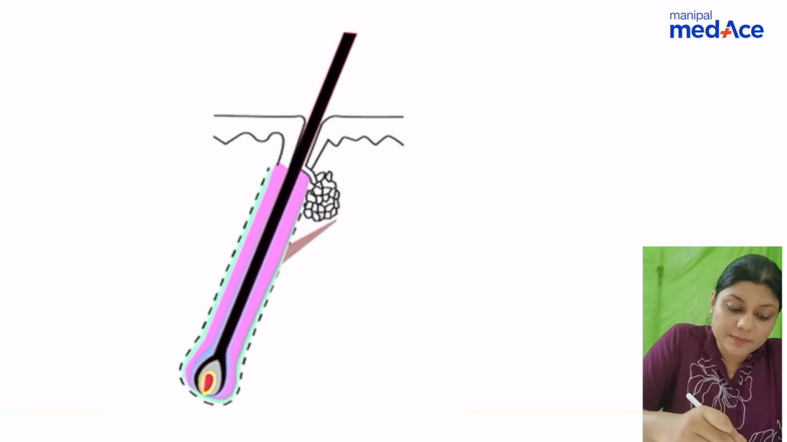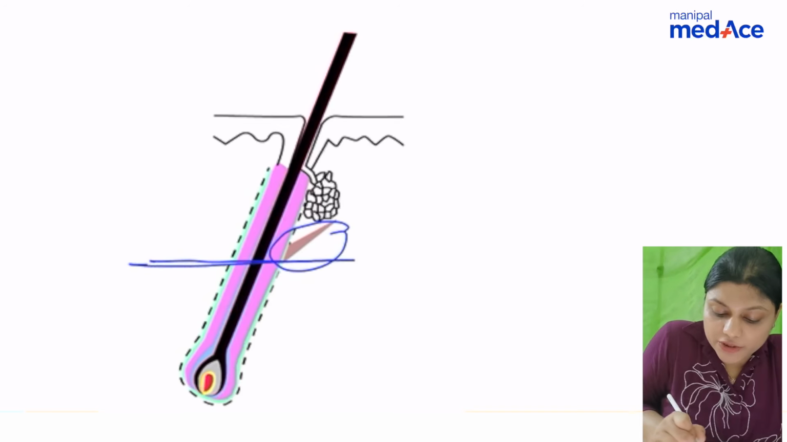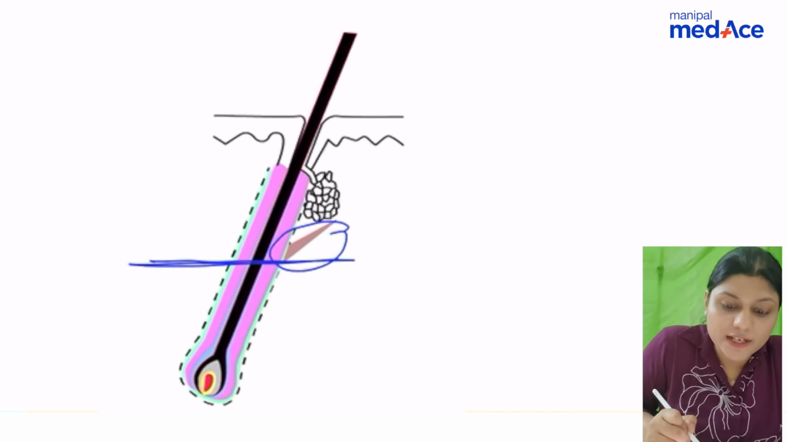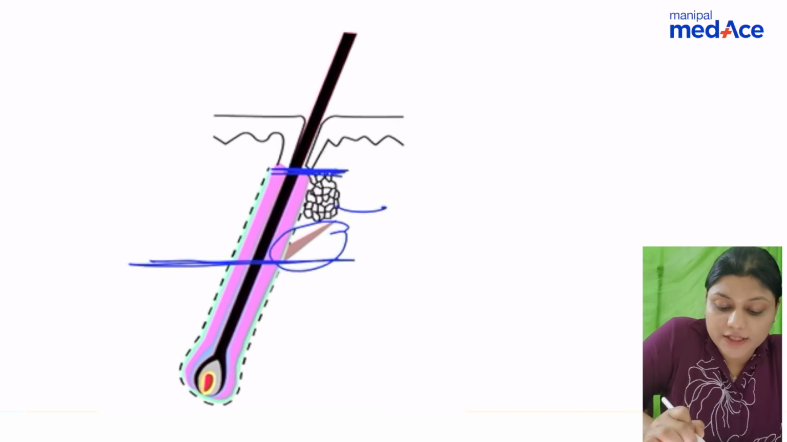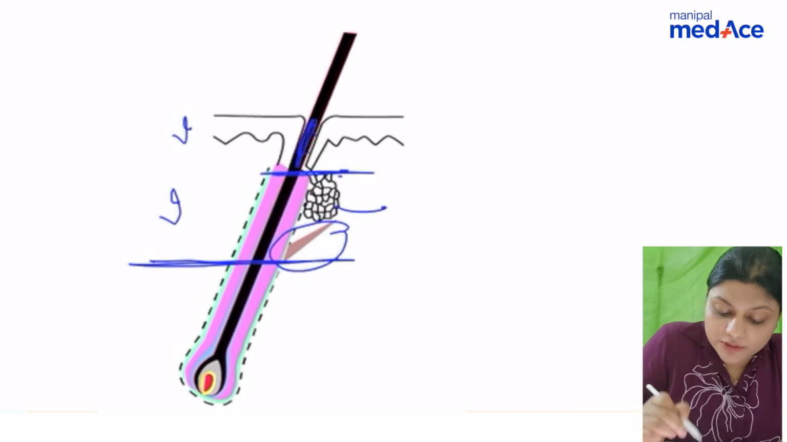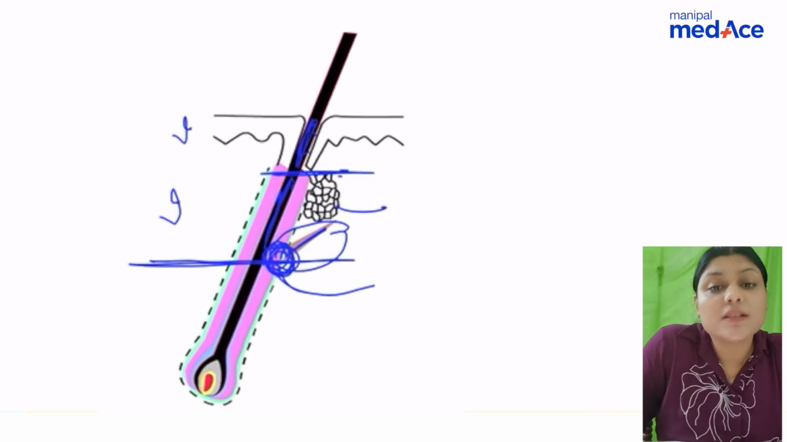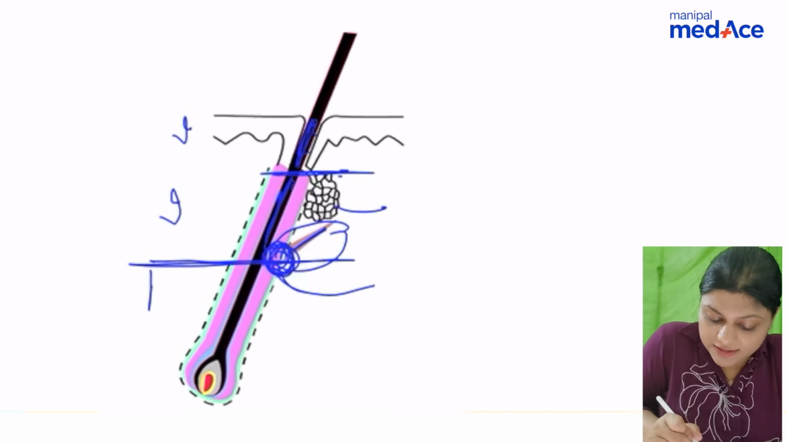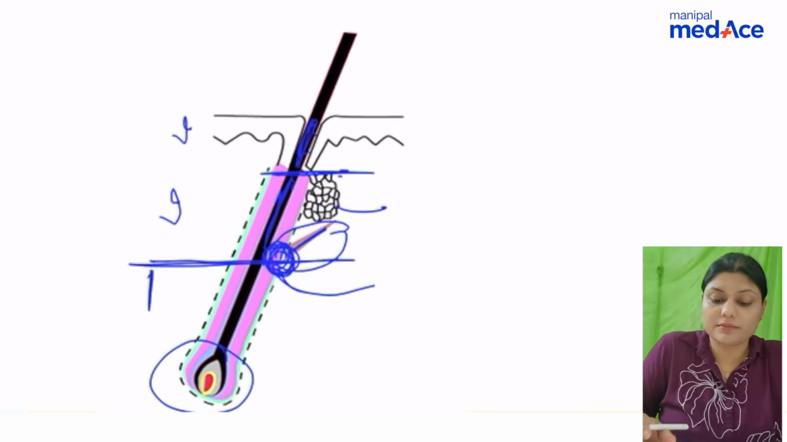This erector pili muscle divides the hair into two parts, upper segment and lower segment. And the sebaceous gland divides it into infundibulum and isthmus. So this is infundibulum, this is isthmus, this is erector pili muscle. Here we have the bulge containing the stem cells. This is the stem part, and this is the bulb part containing dermal papilla.